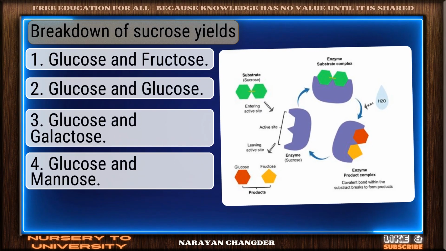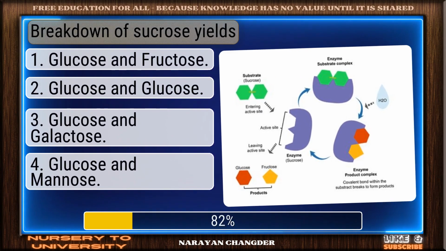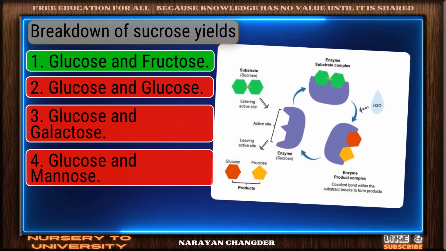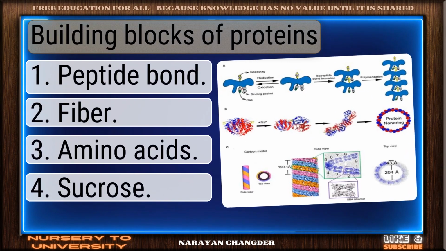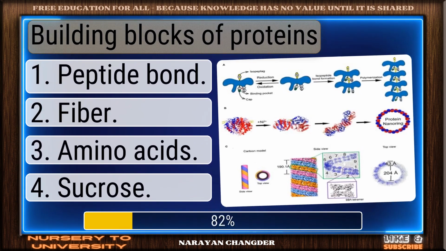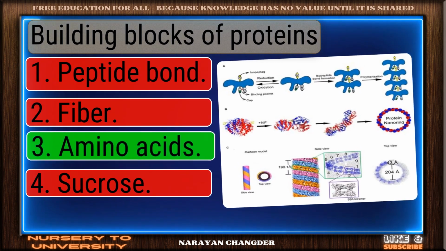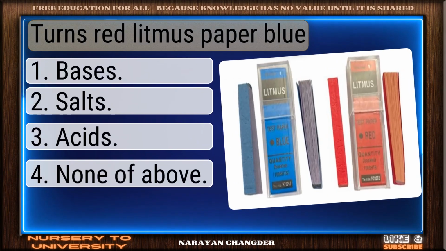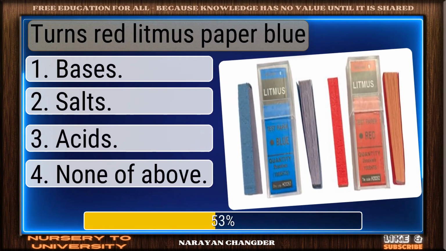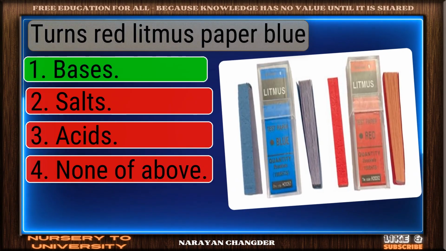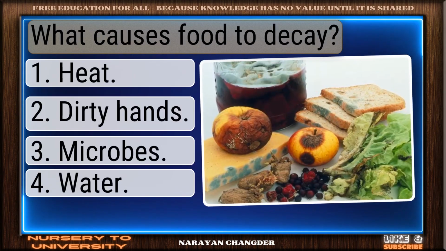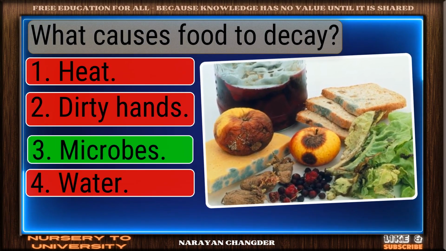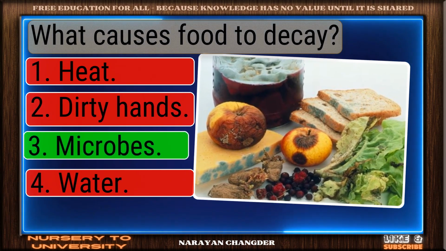Breakdown of sucrose yields... Excellent. Glucose and fructose is a brilliant choice. Building blocks of proteins. Good thinking. Amino acids is the right answer. Turns red litmus paper blue. Nicely done. Bases is a solid answer. What causes food to decay? Valid point. Microbes is true.